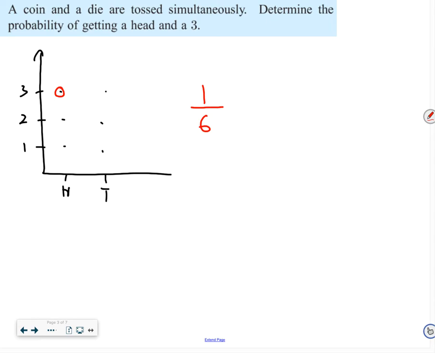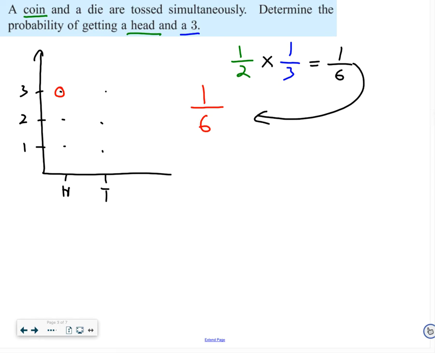I could also use my formula here and multiply my probabilities. The probability of a coin getting a head is 1 out of 2, multiplied by the probability of getting a 3 on my spinner, which is 1 out of 3. When we multiply this across, we can see that this is 1 out of 6, the same solution we got from our grid. Let's look at another example.